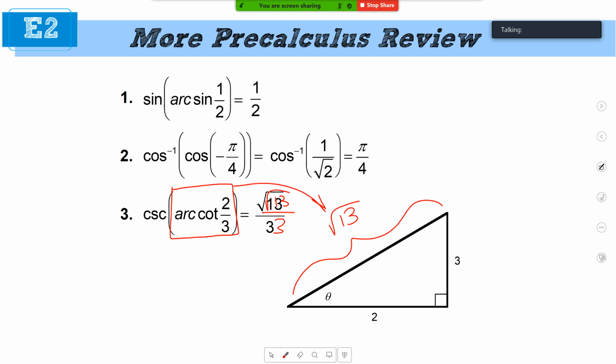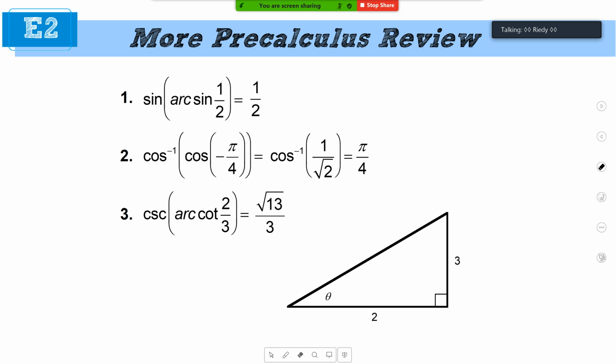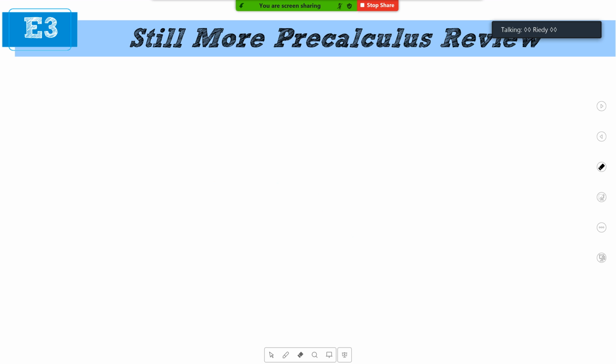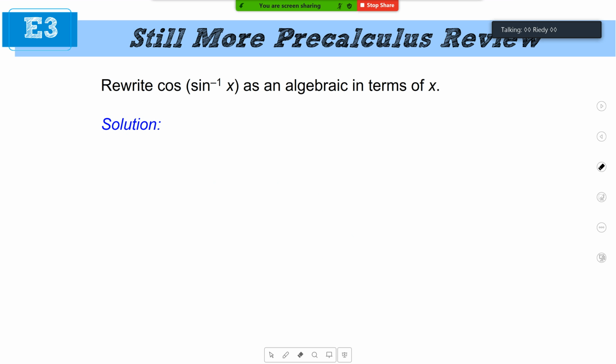Beautiful. Okay? Again, if it's not on the unit circle, draw a triangle. This is actually the more difficult part. The derivatives are pretty simple. Remembering the precalc stuff that you hated last year, or disliked, I should say, is the hard part.